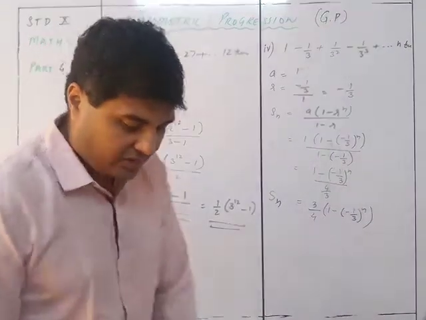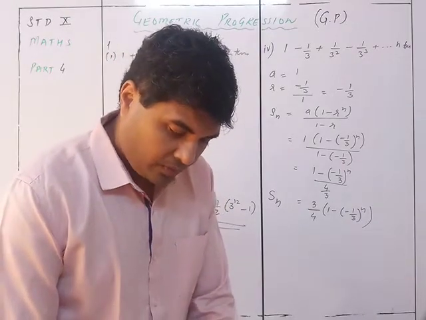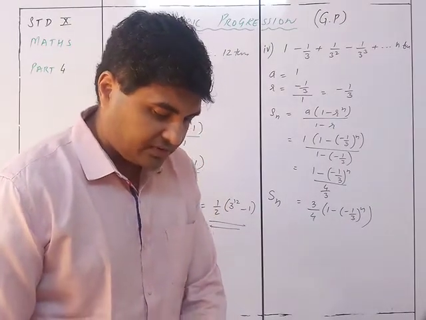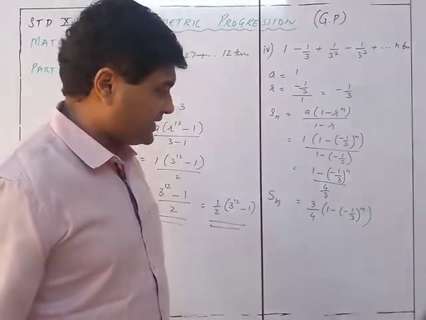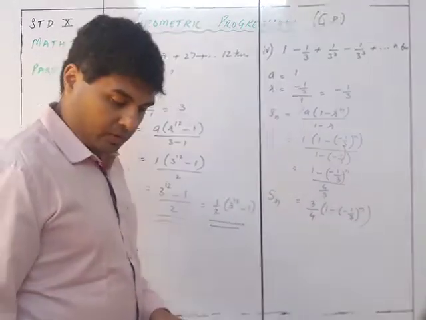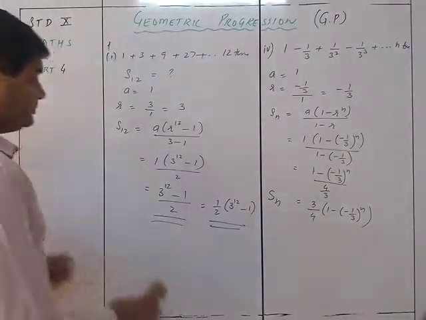Okay, we will just check whether the fourth sum is given as 3 upon 4, 1 minus 1 upon 3 whole raised to n. So that's exactly the answer. We move on to the fifth sum.